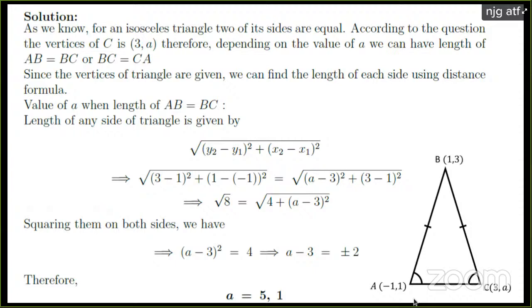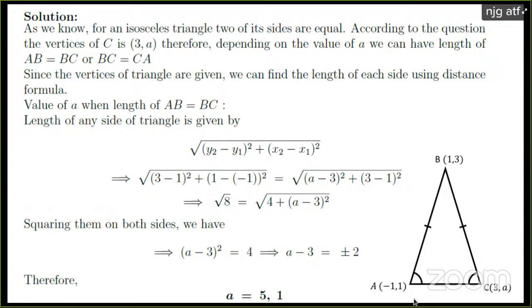Put the value of a as 5 in the equation above, which is square root 8 is equal to square root of 4 plus (a − 3) whole square. So as our length of AB is square root 8, you have to get length of BC as square root 8. So you have 4 plus, if you substitute 5 in there, 4 plus (5 − 3) whole square, which is 4 again, and 4 plus 4 is 8 and it will be square root 8.